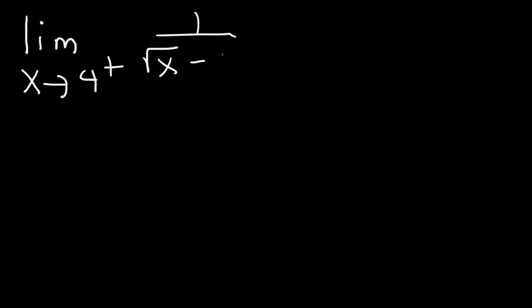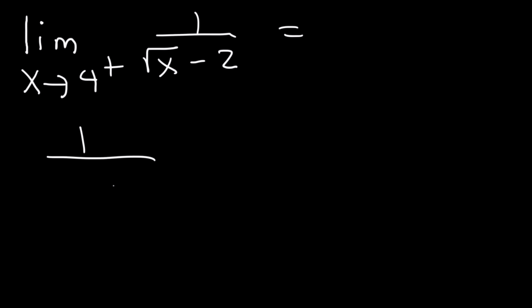Now here's the last question related to this section. What is the limit as x approaches positive 4 from the right of 1 divided by the square root of x minus 2? So if we plug in 4, the square root of 4 is 2. 2 minus 2 is 0. 1 over 0 is undefined. But since it approaches 4 and it doesn't equal 4, it's either going to be positive or negative infinity.